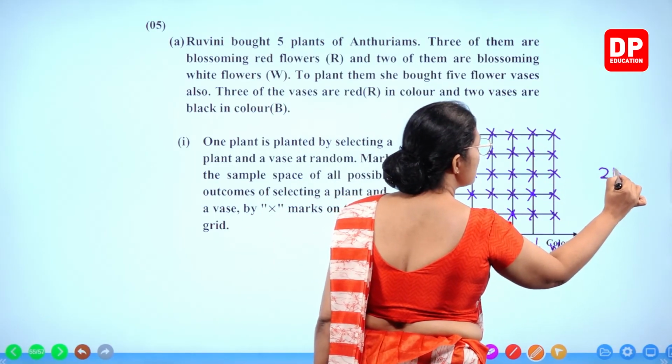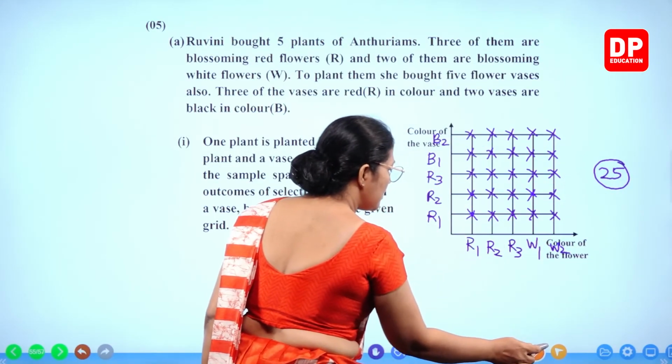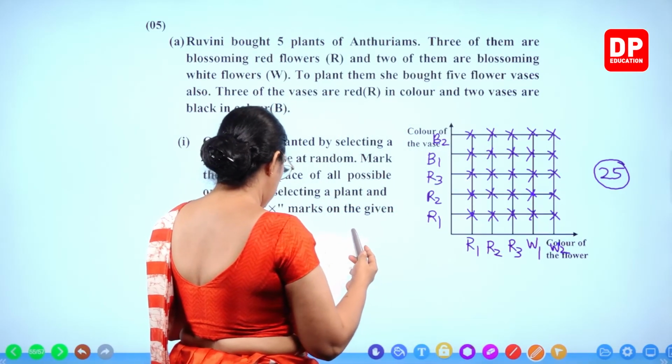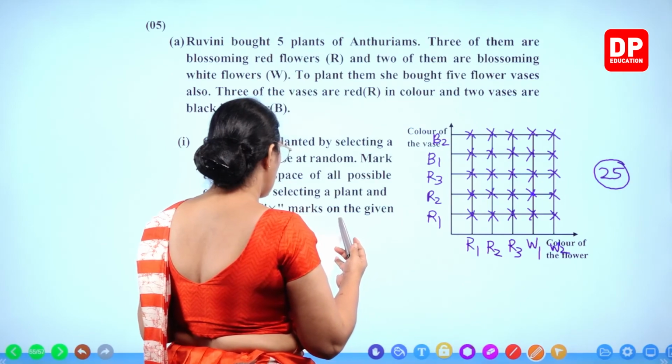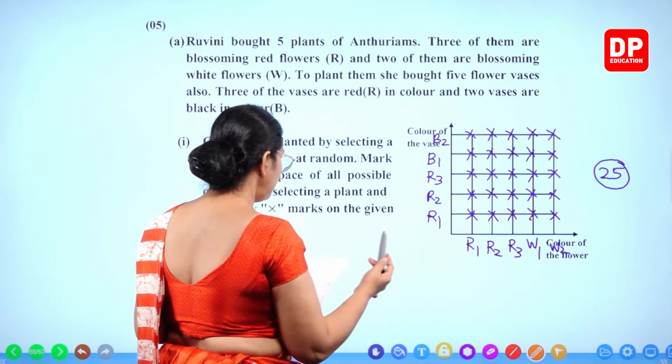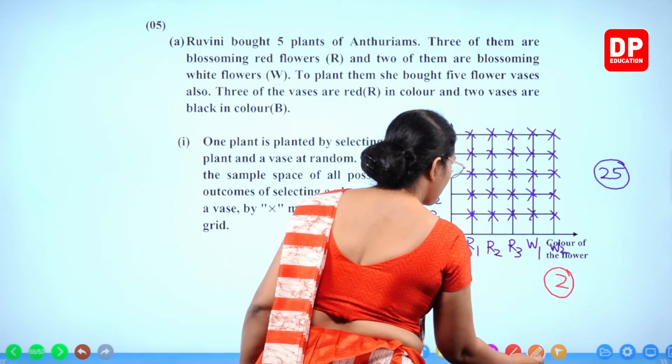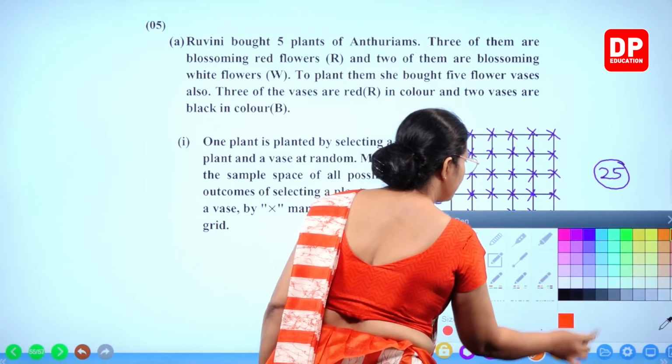So altogether 25 possibilities are there. So how many marks for marking the grid? You are getting 2 marks. Then what's the next question?